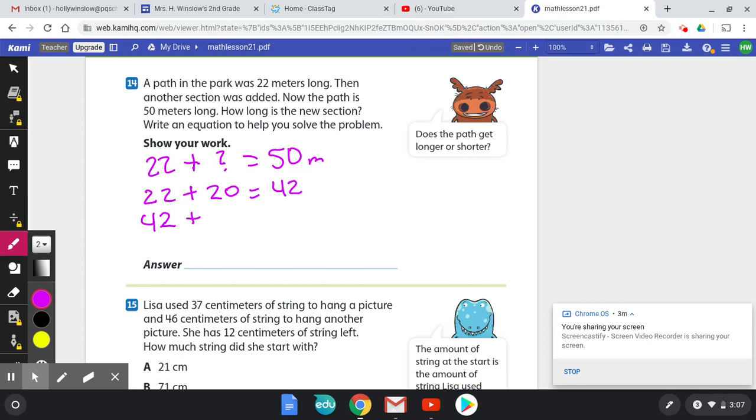Well, if I go back to not just knowing my adding to 10, I know 2 plus 8 equals 10. Give me the next 10, which would give me 50 meters. So I know that 22 plus blank equals 50 meters. And our question mark equals a total of, we've got to put this together, 28 meters.